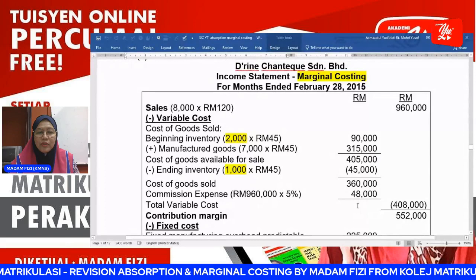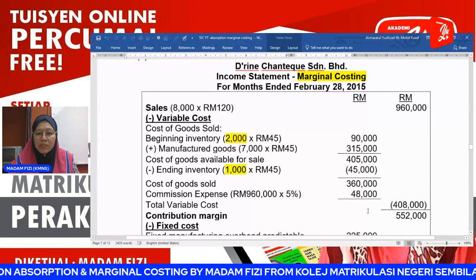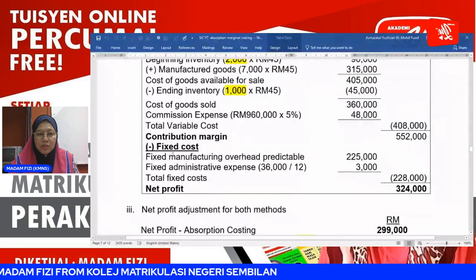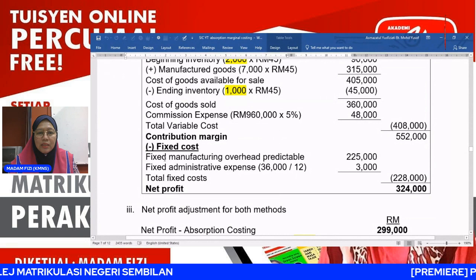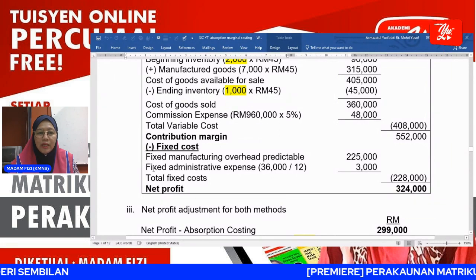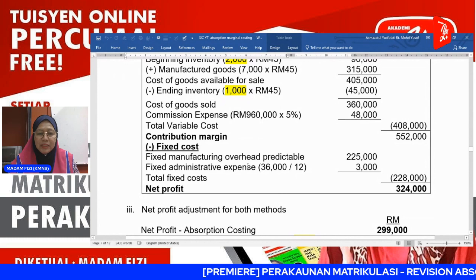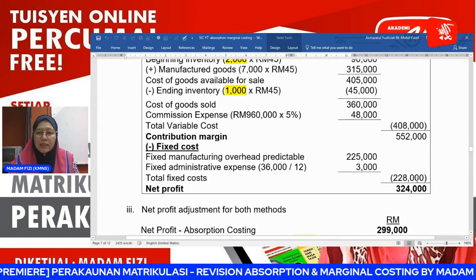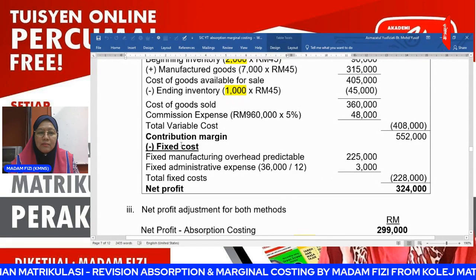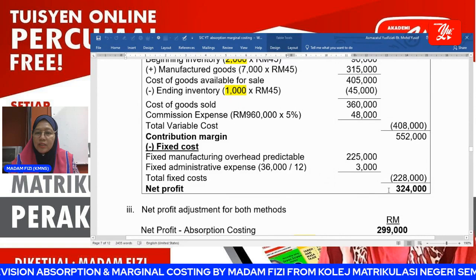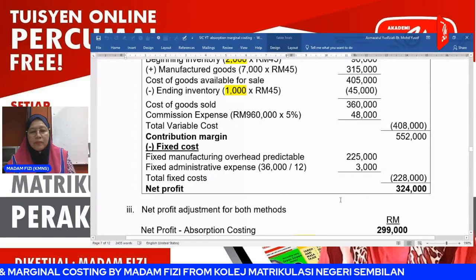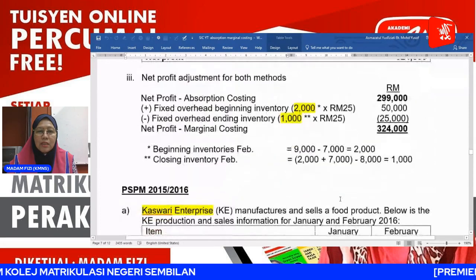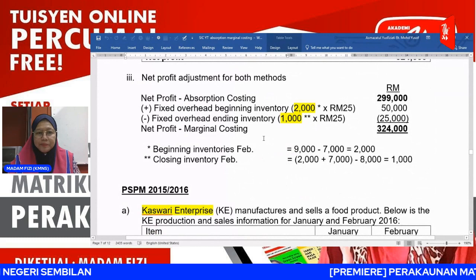So sales minus variable cost, we get contribution margin 552,000. And then you minus the fixed cost. Okay, the fixed cost is the fixed manufacturing overhead and fixed administrative expenses, equals to 228,000. So contribution margin minus fixed cost, we get net profit 324,000. Okay, move to question 3 Roman, that is for adjustment of the net profit.